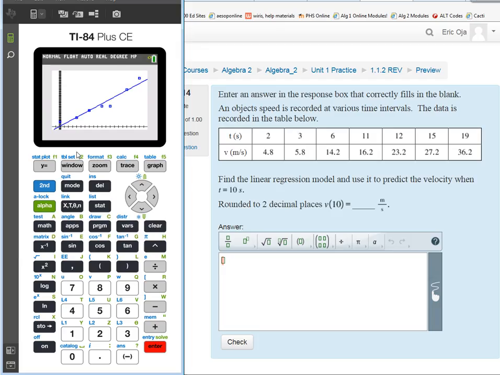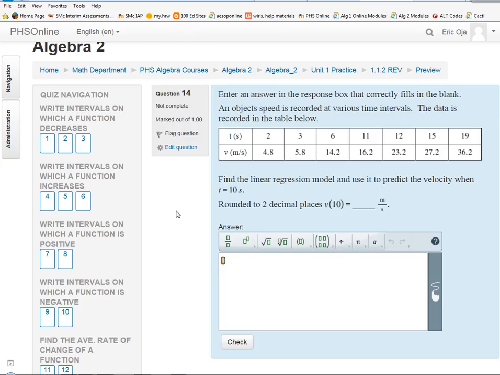Hit enter, and look what it does. It puts me on the best fit line, and it tells me what the predicted y value, in this case what the predicted v value should be. Okay? That's it. It's going to be wrong here because I didn't put the data in, but you get the idea. Okay, questions? Does that work?